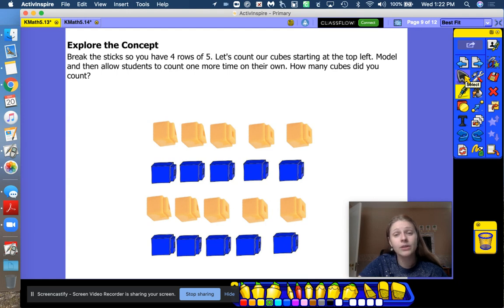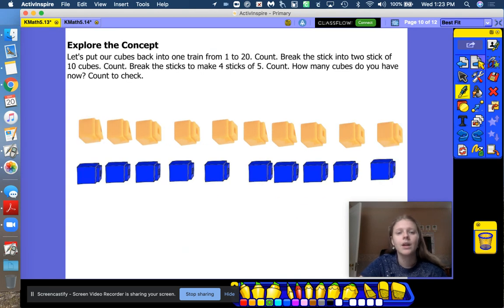All right, friends, let's see how many cubes I have now. So there's a couple ways you can count it. You can count it 1, 2, 3, 4, 5. But now that I know that this is a row of 5, I'm going to count by 5s. Watch this. 5, 10, 15, 20. How many cubes do we have? 20. Write 20 on your board. 2 and a 0. 2 10s and 0 extra 1s. All right, let's put them back.